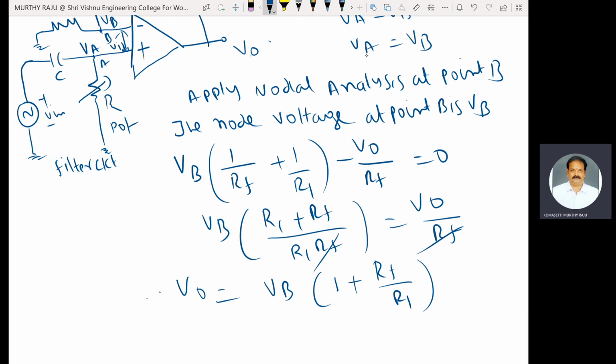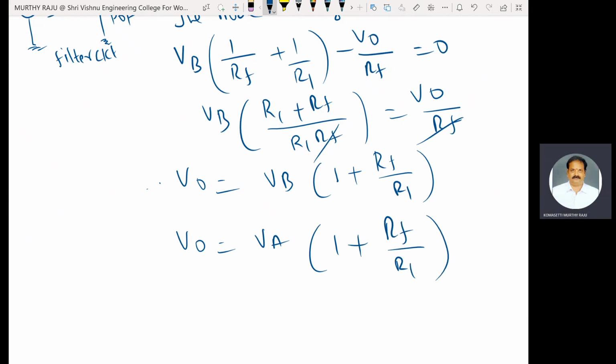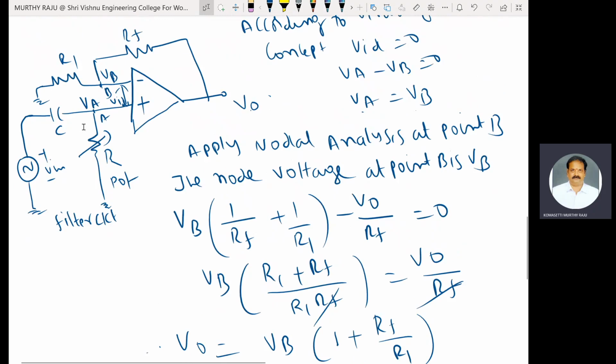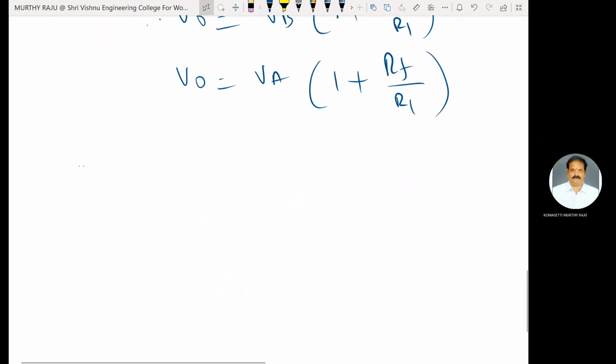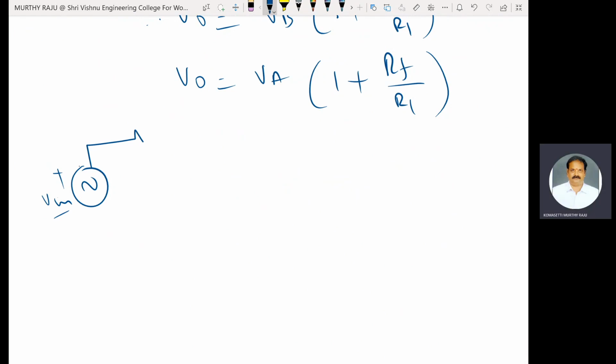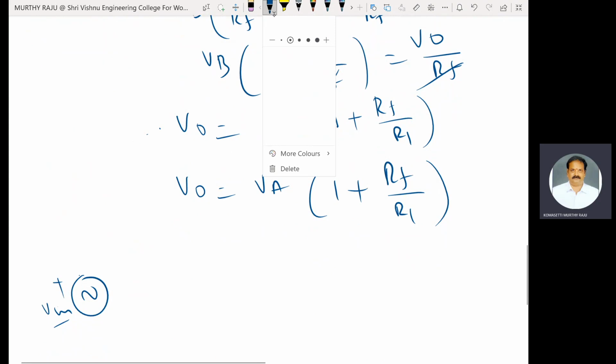But by the virtual ground concept, VA is equal to VB. Therefore, V0 is equal to VA into 1 plus RF by R1. Now calculate VA here. Take the filter circuit, with the input plus minus Vin. This one is the capacitance.